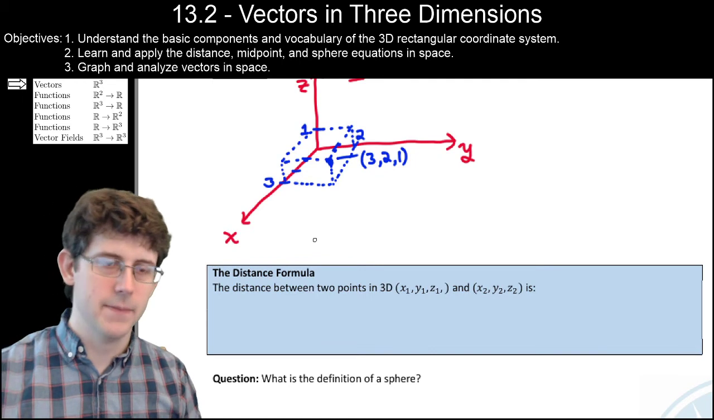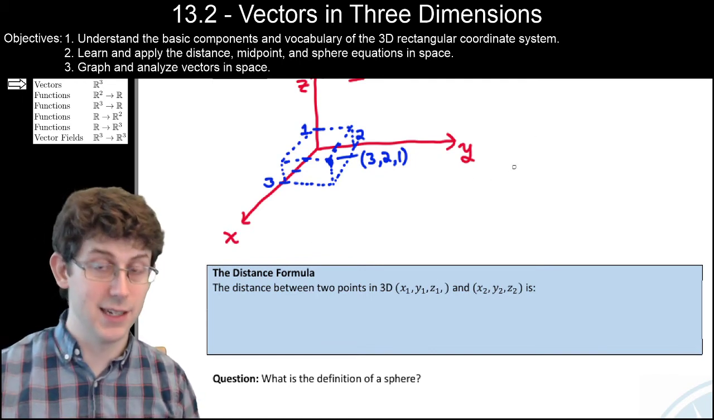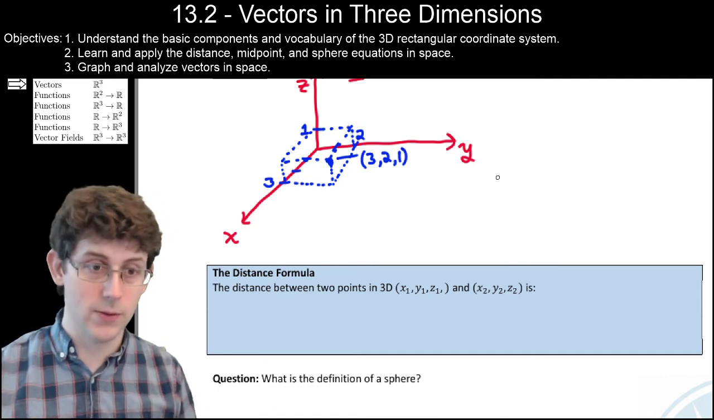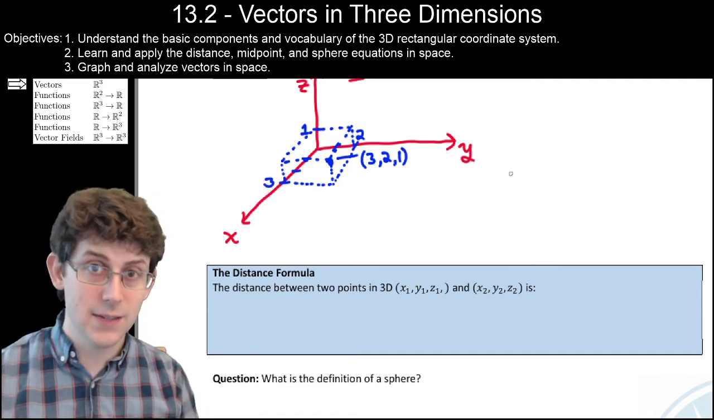Okay, the distance formula. So we have a distance formula in 2 dimensions, which is you just square the 2 components, add them up, and take the square root. It turns out that the distance formula in 3 dimensions follows the same pattern.